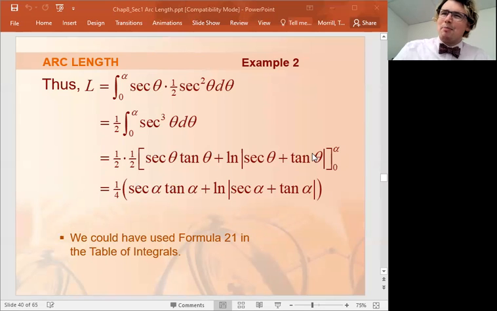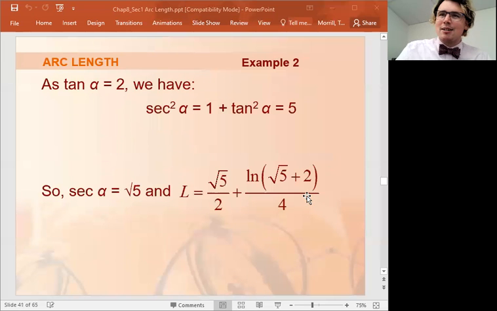Well, I already know that my tangent of 0 is 0, so part of that goes away. And my fundamental theorem of calculus step, I say, well, I've just got a quarter of secant of alpha, tangent of alpha, plus natural log of secant alpha plus tangent alpha, like that. Okay. This is why I did not calculate an explicit value for alpha, because I already know that tangent of alpha is 2. So this tangent of alpha is 2. And this tangent of alpha is 2. All right.